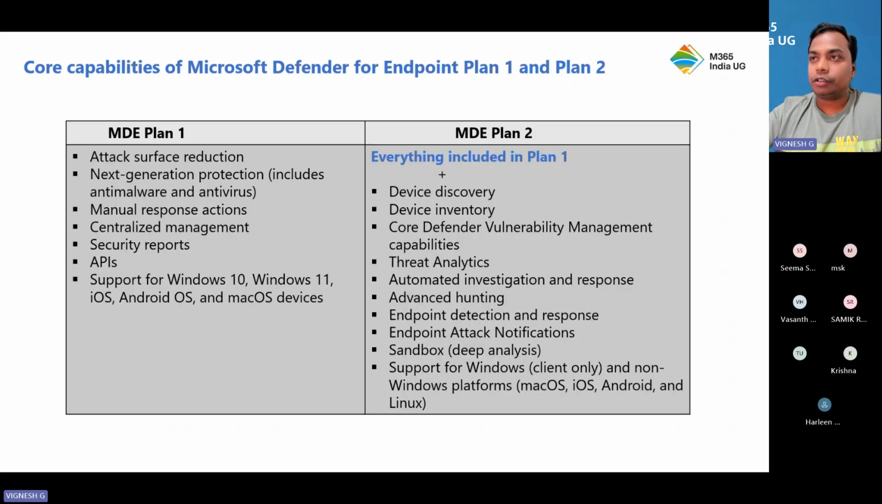So let's move on. Now, how has Microsoft designed their Plan 1 and Plan 2? When I say MDE Plan 1, these are the core capabilities that you would get with MDE Plan 1. And when I say MDE Plan 2, you get all this, and in addition to that, you get all these other capabilities also. If you look at MDE Plan 1, you get the attack surface reduction, the next gen protection, which is nothing but your anti-malware and antivirus, manual response actions, centralized management, security reports, APIs, and also support for other operating systems. And when you go to MDE Plan 2, of course, everything included here, plus a lot of other core capabilities.